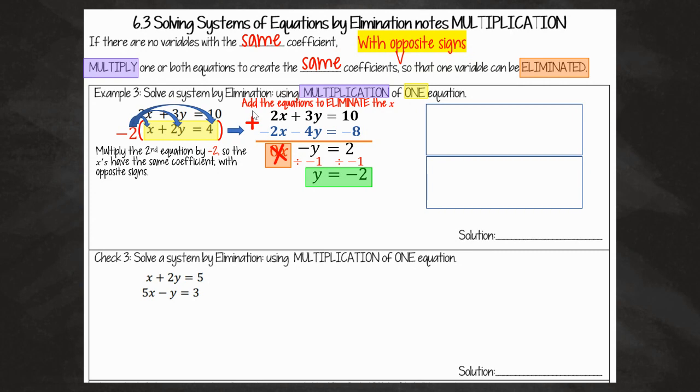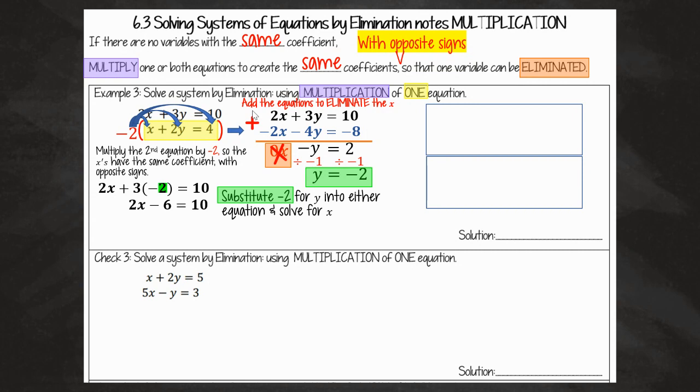Now that I have my y value, I'm going to plug it in and find my x. So 2x plus 3 multiplied by a negative 2 equals 10. I'm going to simplify that. So 2x minus 6 equals 10. I'm going to add 6 to both sides. 2x is equal to 16, divide by 2, and x is equal to 8.